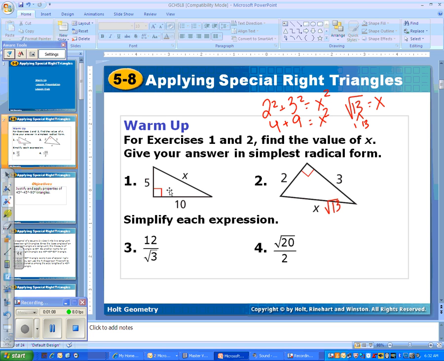How about let's try number 1. 5 squared plus 10 squared equals x squared. So 5 squared is 25. 10 squared is 100. Okay, and so we have 125, radical 125. And if you pop that into your calculator, you're going to get a decimal. So you know that you can put it into simplified radical form. We can try to break this down.